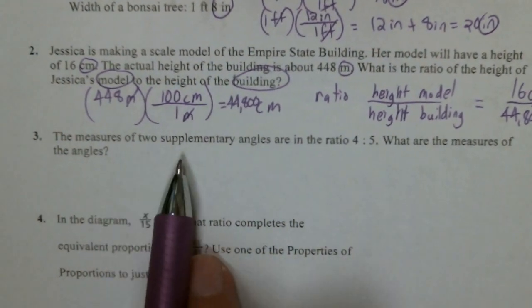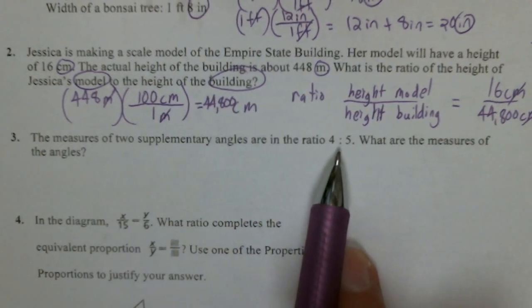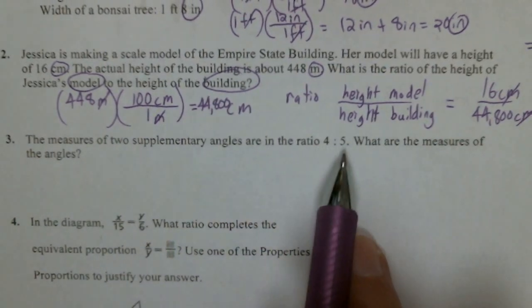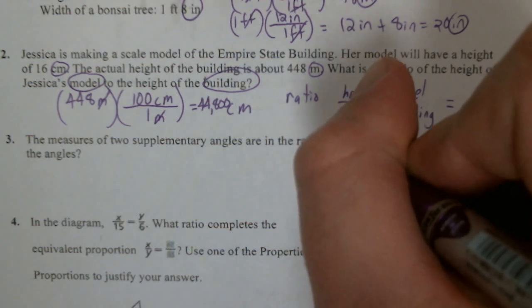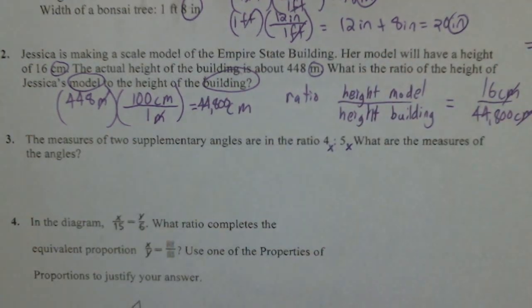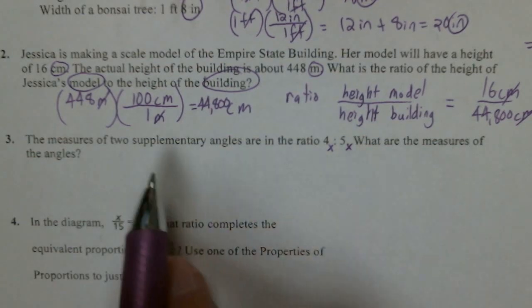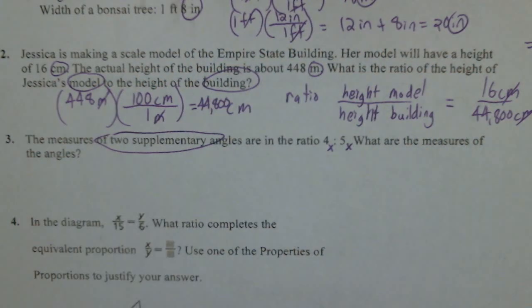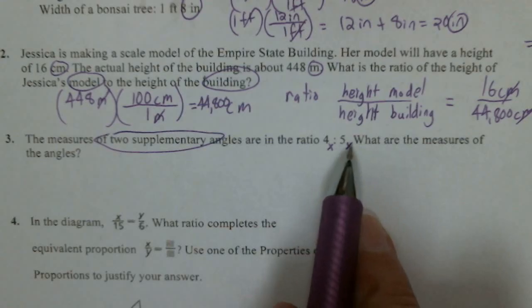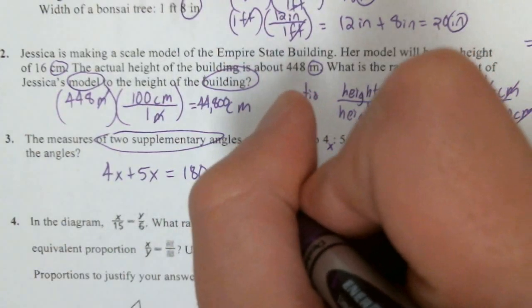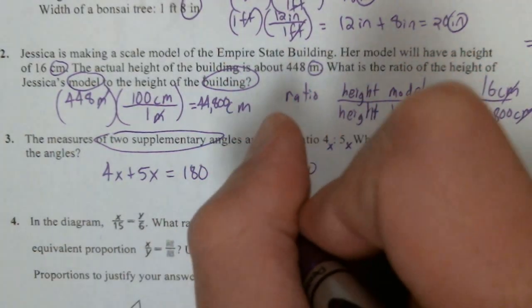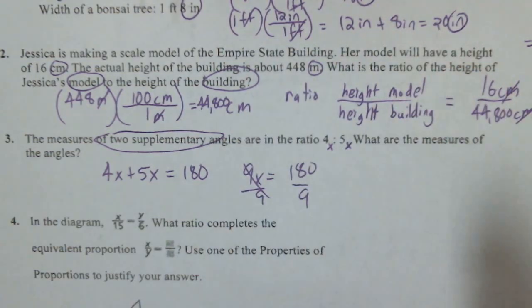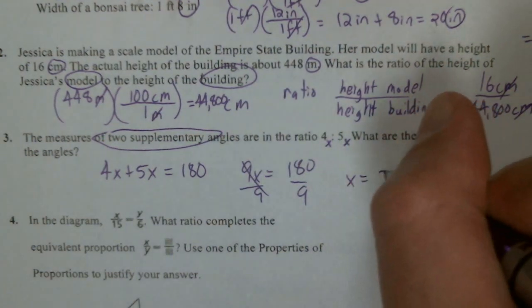Okay, the measures of two supplementary angles are in the ratio of 4 to 5. So the way I taught you guys to do this, when you see the ratio with the colon, let's put a little x behind each of the numbers. What are the measures of the angles? All right, 4x and 5x, two supplementary angles. That means they add up to 180. So I'm simply going to take the 4x plus the 5x, and I'm going to set those equal to 180. So I get 9x is equal to 180. Let's divide both sides by 9, and x is equal to 20.